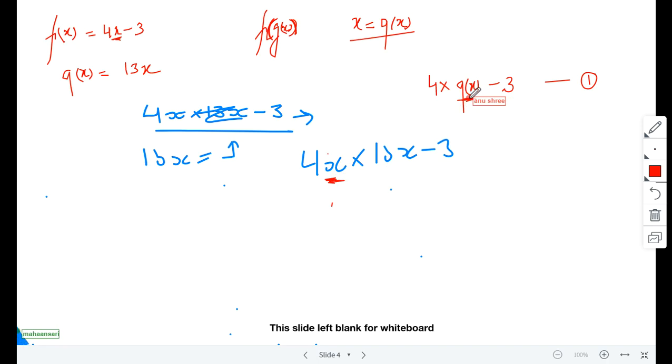Okay? So then g(x) is equal to 13x. So it will be 4 multiplied by 13x minus 3. Is this clear?